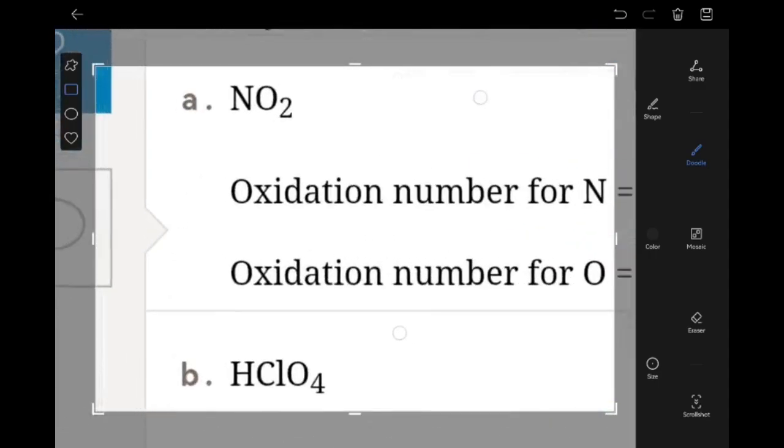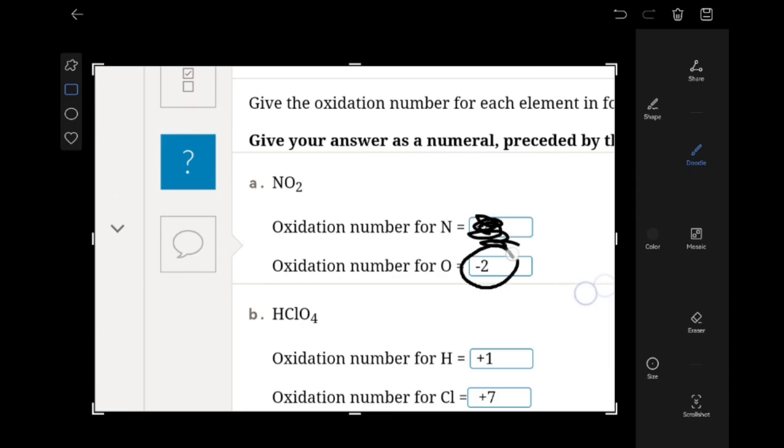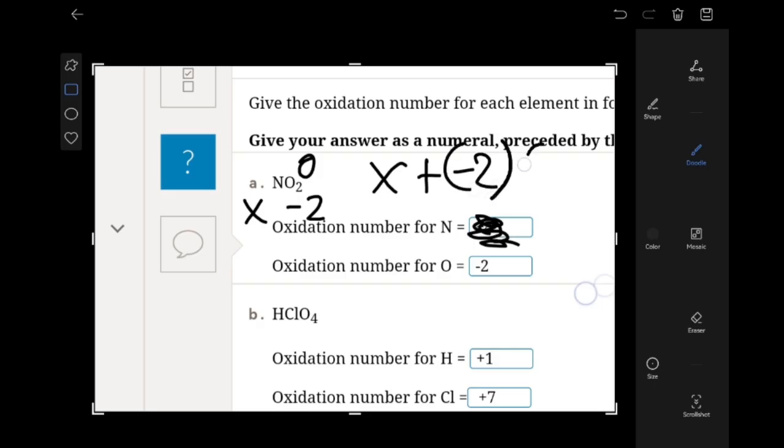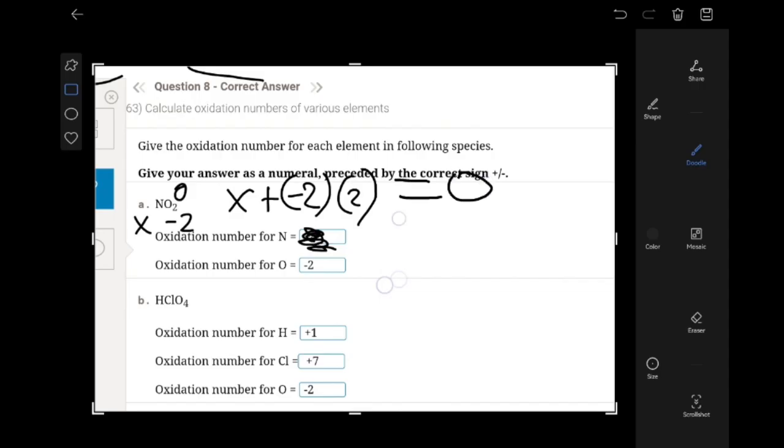So here, if you zoom in, we know that O is negative 2. So we'll keep N's number as X. I'm going to write them down here. And O is negative 2. The total charge is 0. When we add the oxidation numbers up, it should be equal to the charge. It should be equal to 0. So that means you have X plus negative 2 times 2 because of the subscript, equals 0. It's X minus 4 equals 0. What would X be? X equals 4.